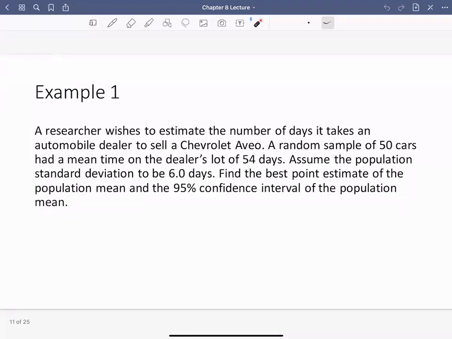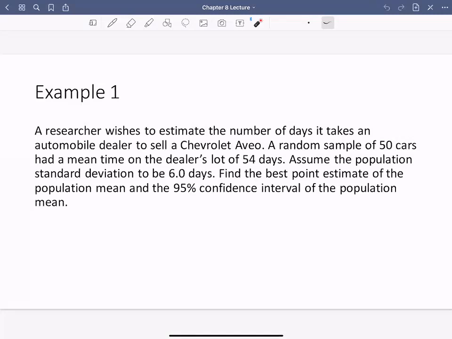All right, first example. A researcher wishes to estimate the number of days it takes an automobile dealer to sell a Chevy car. A random sample of 50 cars had a mean time on the dealer's lot of 54 days. Assume the population standard deviation to be 6 days. Find the best point estimate of the population mean and the 95% confidence interval of the population mean.